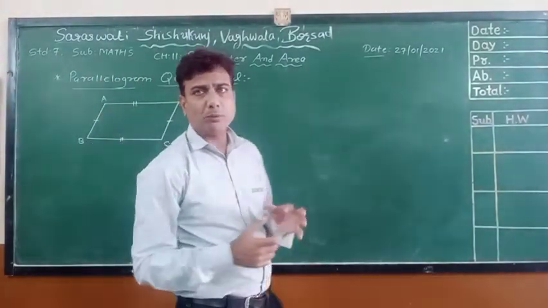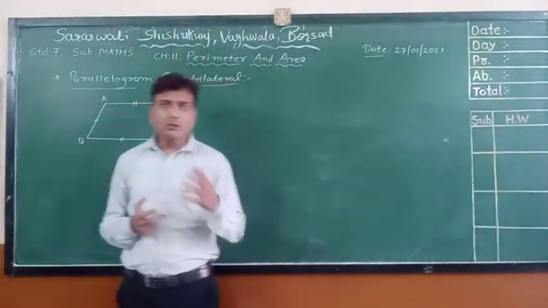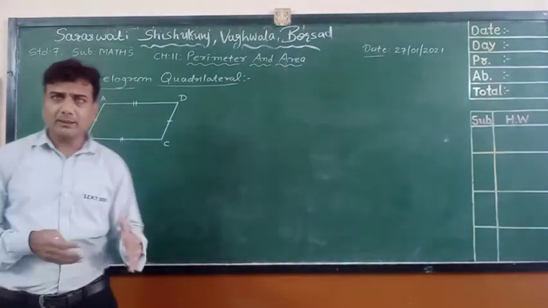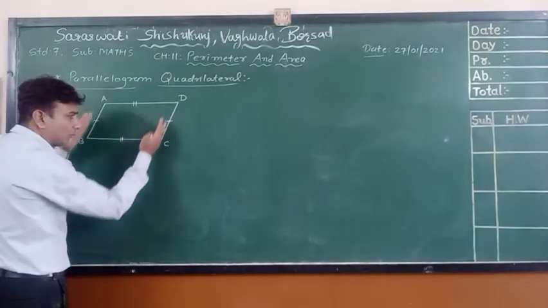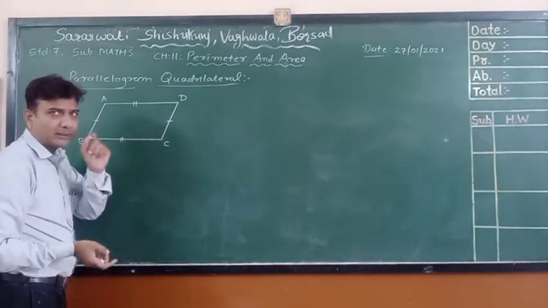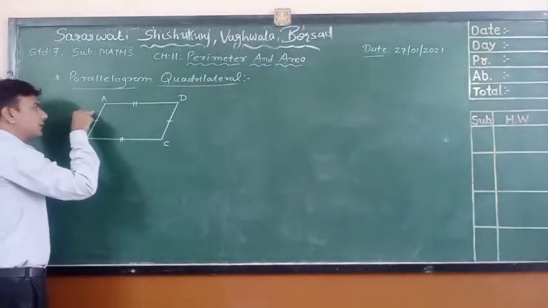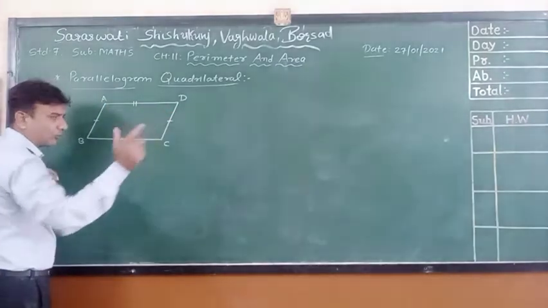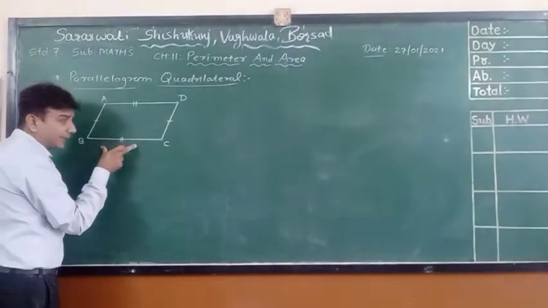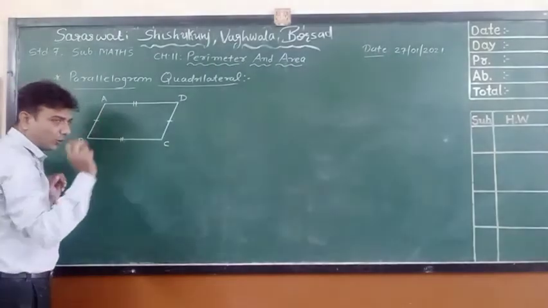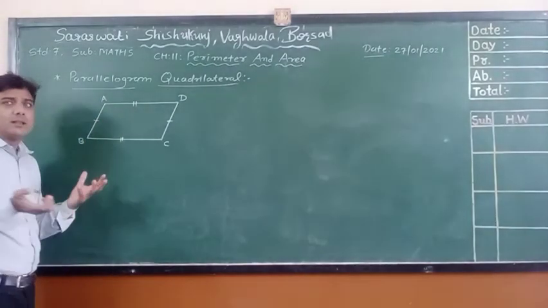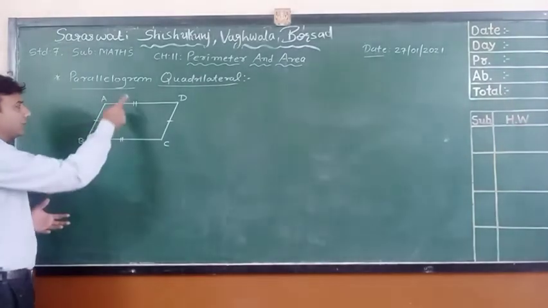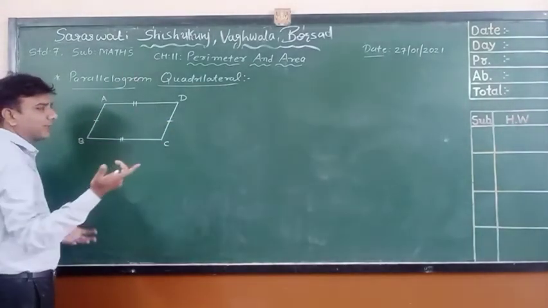These all are the properties of a parallelogram quadrilateral. So in a parallelogram quadrilateral, the first property is that opposite sides are equal and parallel to each other in measurement. Suppose this is 5 cm, so this CD is also 5 cm. This BC is 8 cm, so the AD measurement is also 8 cm. So students, if you want to find its perimeter, easily you can find the sum of all these four sides.